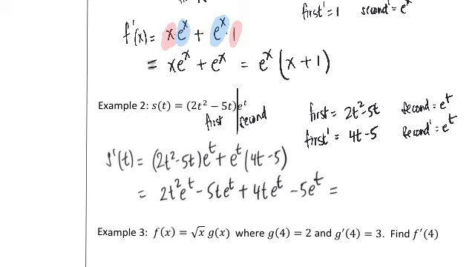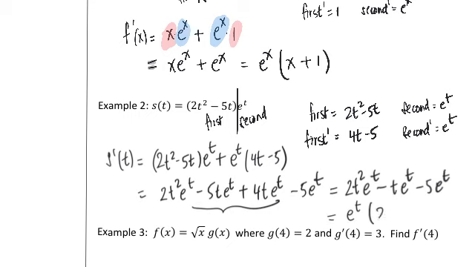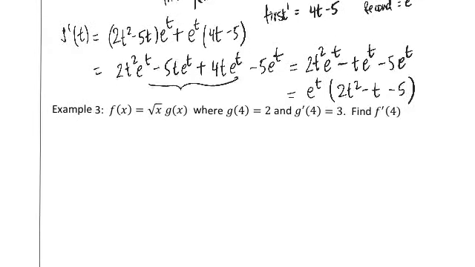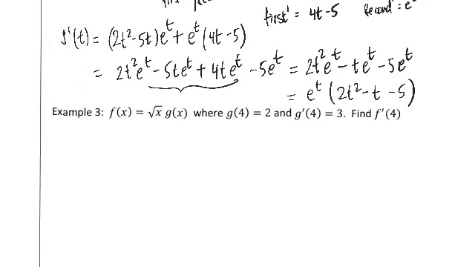So here we have 2t squared e to the t, and then right here, these two terms can be simplified into negative t e to the t minus 5e to the t. If you want to pull this out into e to the t times 2t squared minus t minus 5, you can do that. Okay, the next one is f of x is equal to rad x times g of x, where g of 4 is equal to 2 and g prime of 4 is equal to 3. Find f prime of 4.